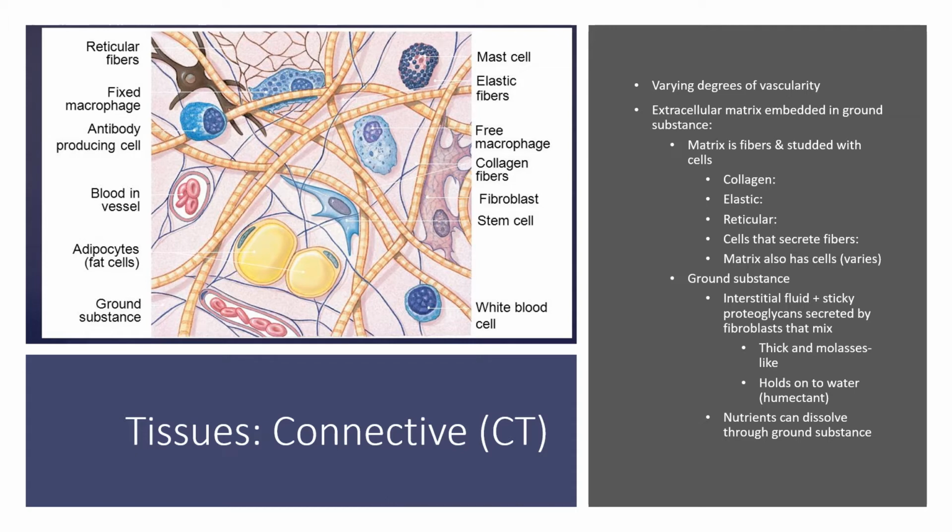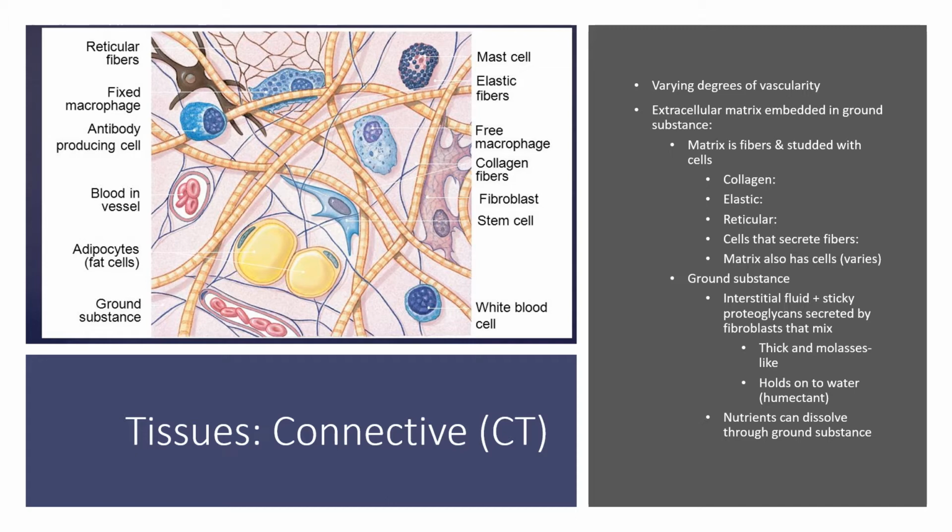They vary in how vascular they are, but they're basically all vascular for the most part. They all have blood vessels. There's nerves that traverse them all. They are vascular and innervated. And they're characterized by an extracellular matrix embedded in ground substance.